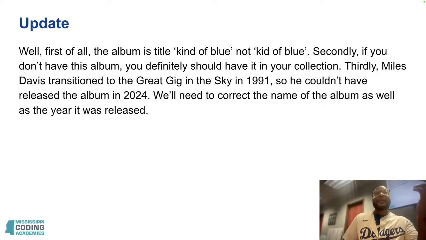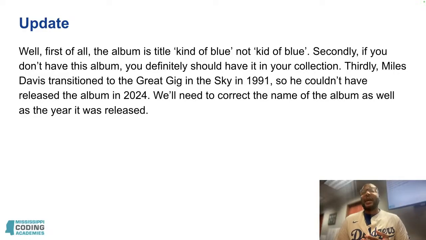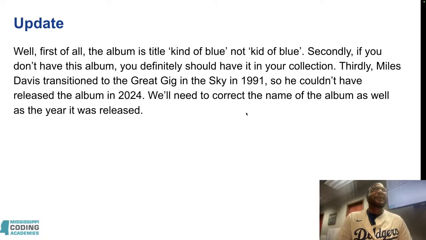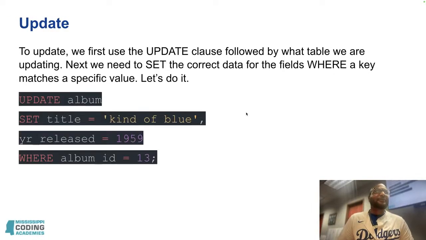Anyways, so we need to correct the name of the album as well as the year that it was released. So there's two things we got to change. We got to change the title, because we misspelled the title. Not saying any names. They're probably watching this video right now. And we also got to change the year released. All right, so how do we do that? We use the update clause for that.